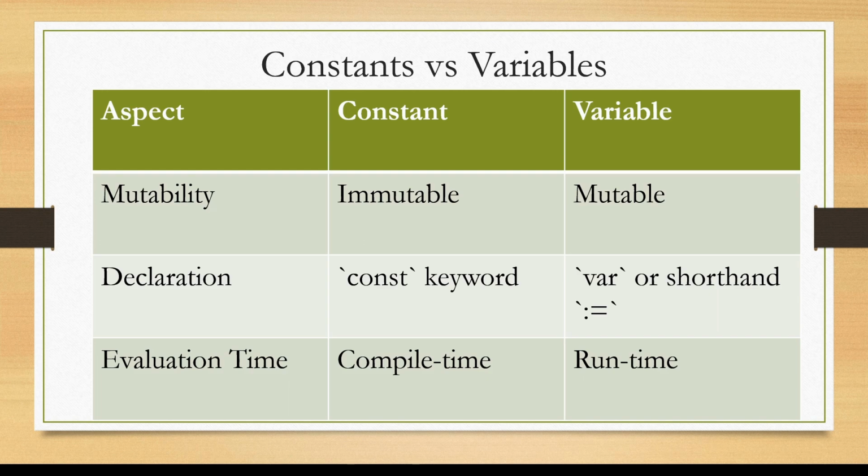But variables are evaluated at runtime, which means the value can be decided when the program is running. So that's great for anything dynamic like user input, API responses, or changing scores in a game.